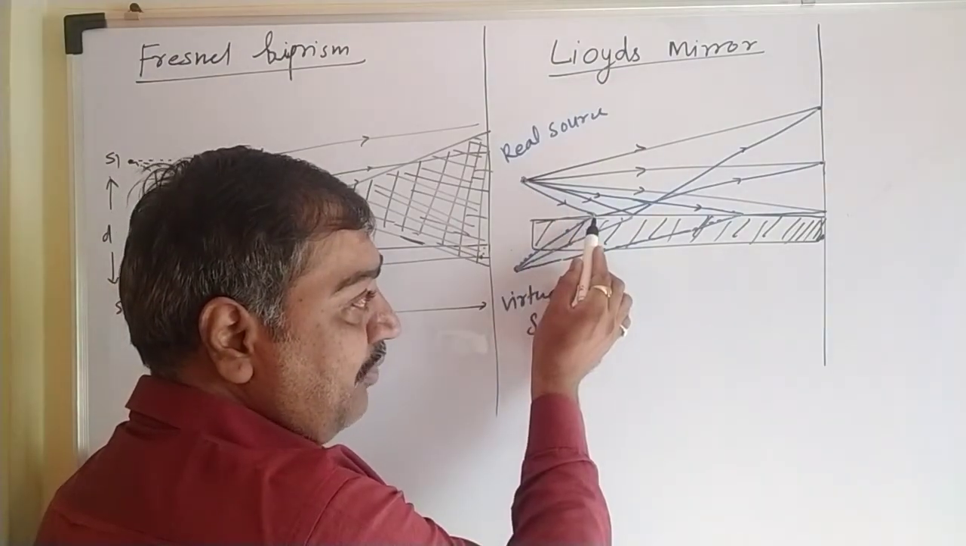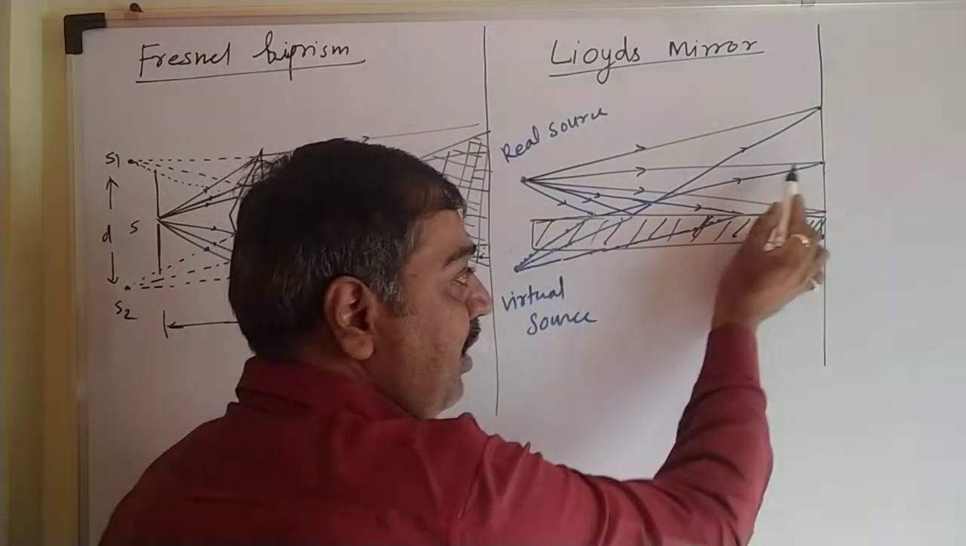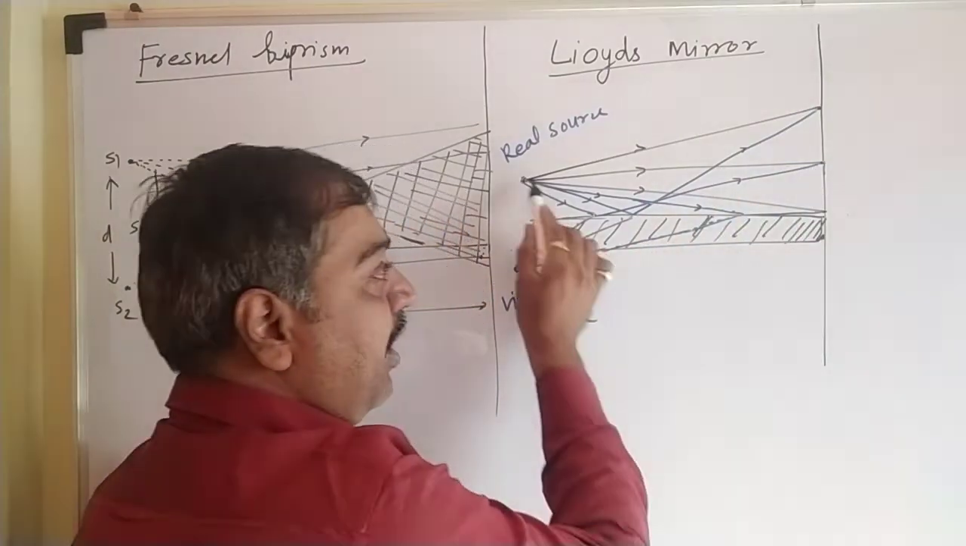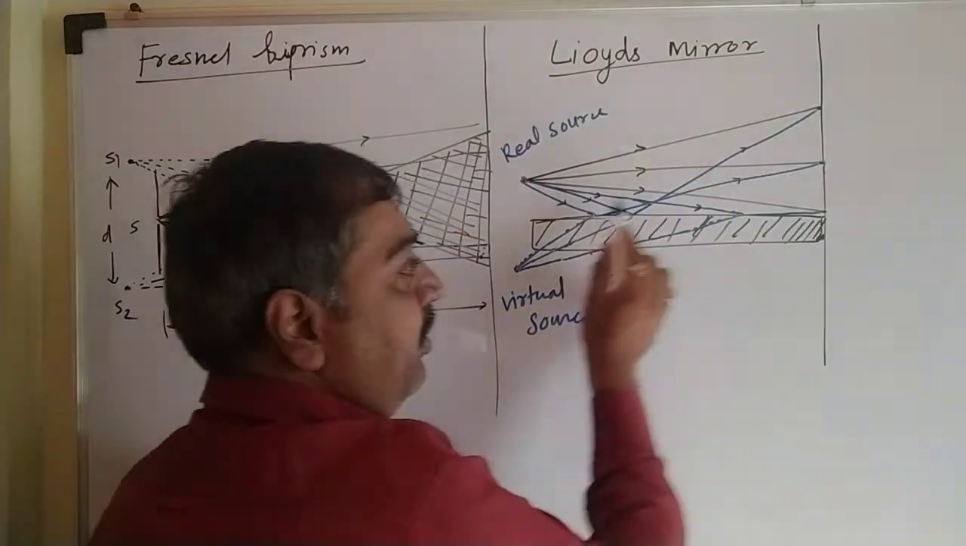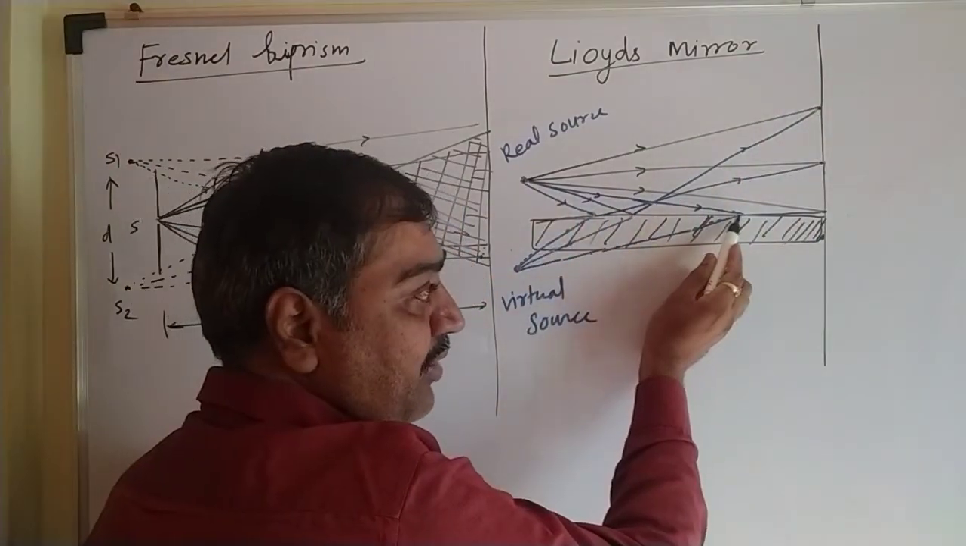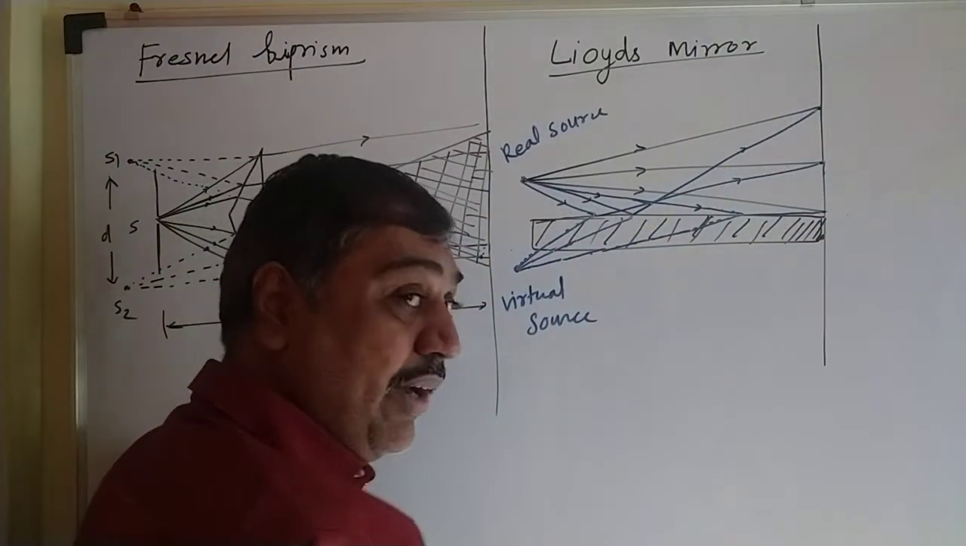Incident on the reflecting surface, it gets reflected, then comes to the screen. The second wave, again incident on the reflecting surface, is reflected and comes here. The third also, incident on the reflecting surface, then comes here. So what has occurred here?